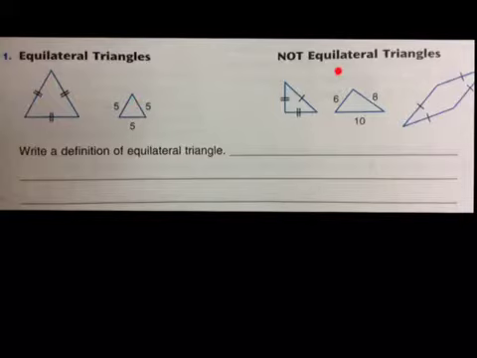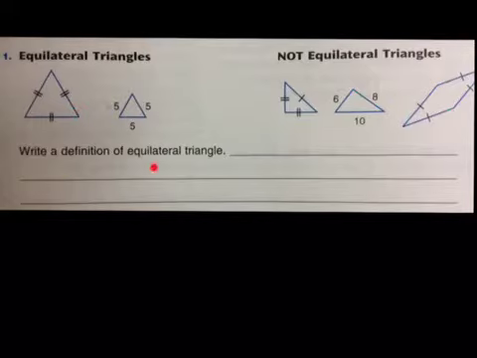Let's look at the ones that are not equilateral. This one's different because it only has 1, so it's one of its own. This one has 2, and this one has 2. So you can tell that this one and this one are the same length, but this one is a different length. This one's 6, 8, and 10, different, and these are all probably the same length, but it's not a triangle. Okay, so an equilateral triangle must have all sides equal.